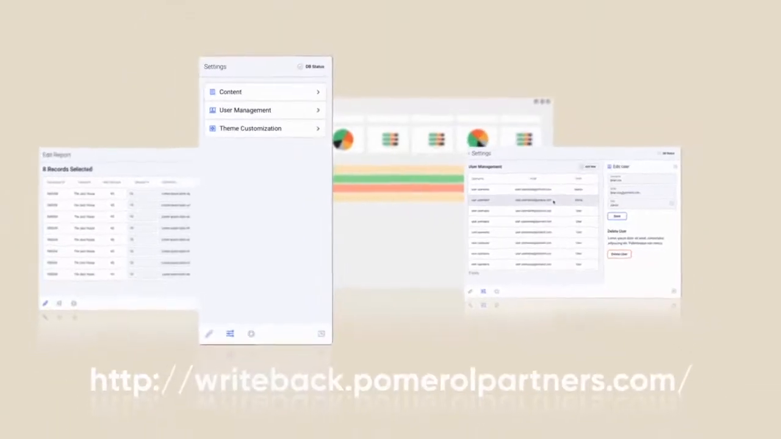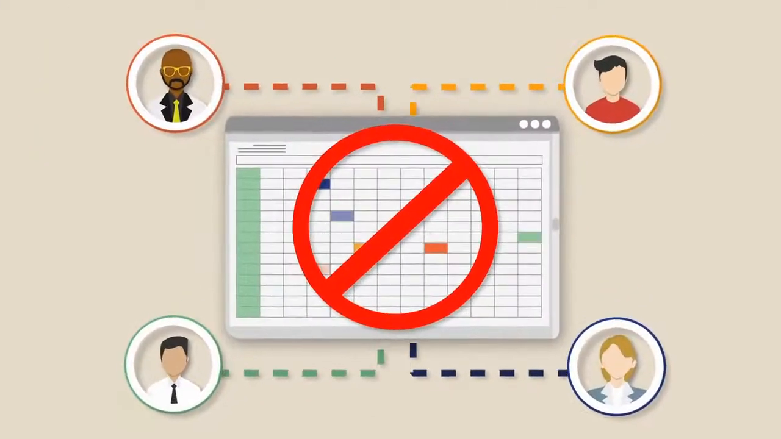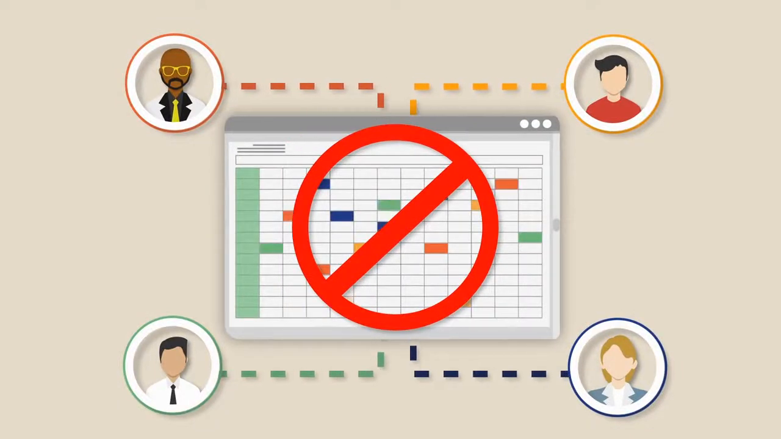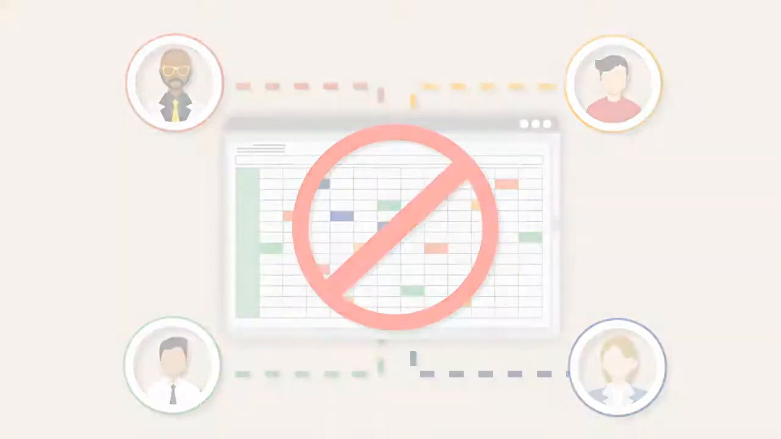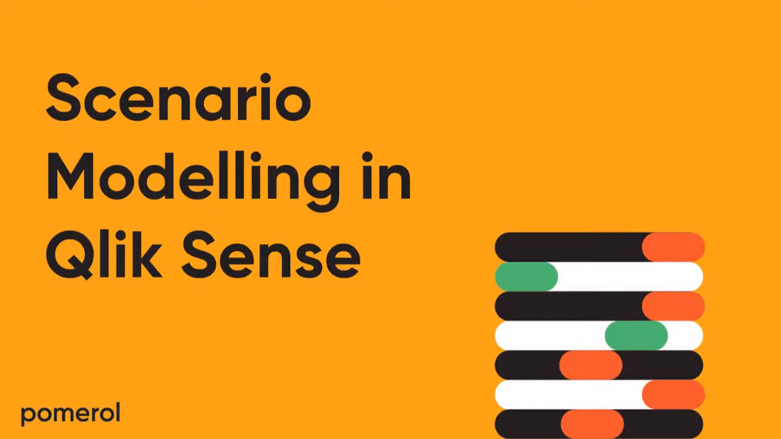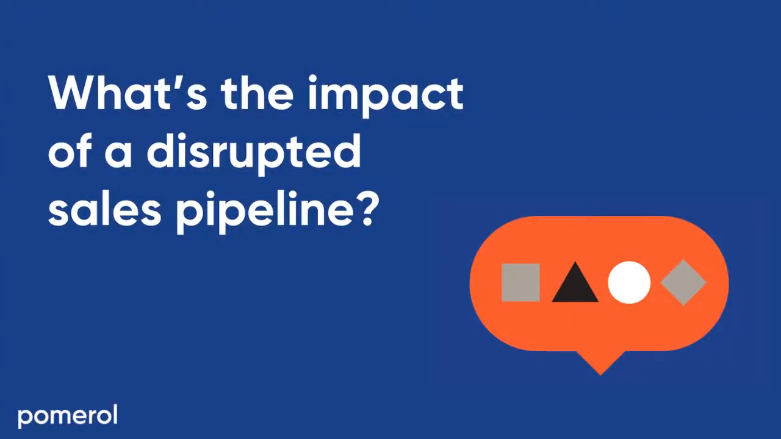With the current events unfolding globally, many people will find that their sales forecast is now redundant, or their opportunity pipeline is up in the air. So in this week's Writeback video series, I want to take a look at how we can do scenario modeling in our Qlik apps. The objective here is to understand the possible impact of a disrupted sales pipeline. So let's get straight into it.